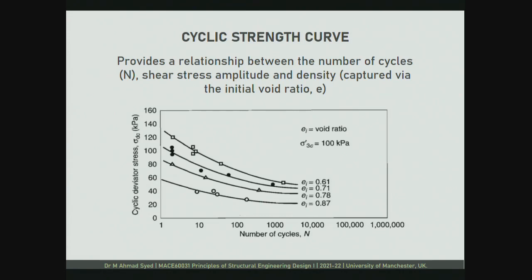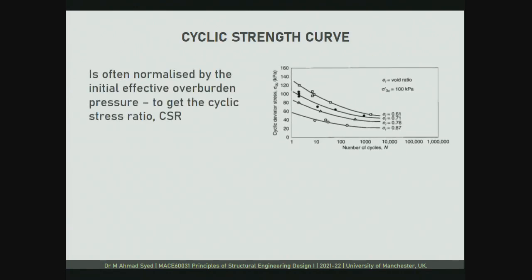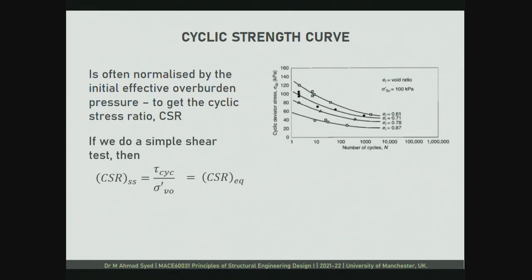Okay? So we can also plot this type of graph, again coming from a cyclic triaxial test. This is often normalized with respect to the cyclic stress ratio, CSR, that we have seen previously. Now, if we do a simple shear test, which is slightly different from a cyclic triaxial test, the cyclic stress ratio from a simple shear test is the ratio of tau cyclic divided by sigma V naught prime, because it is normalized with respect to the effective overburden pressure for that depth. This tau cyclic over sigma V naught prime is also equal to CSR EQ that we have seen in step 1 of our liquefaction potential.